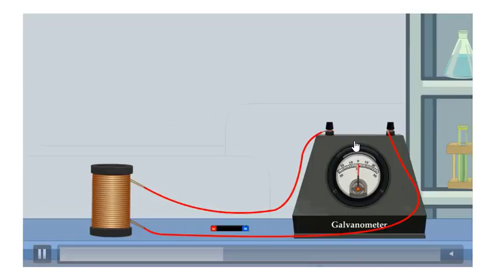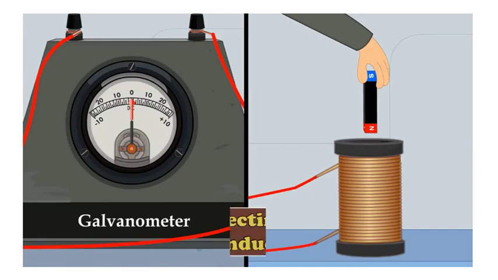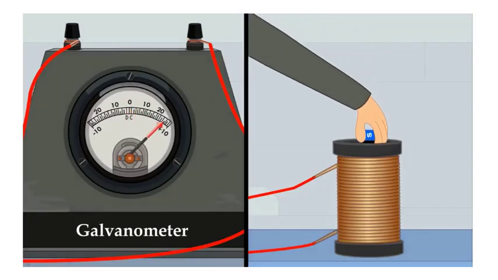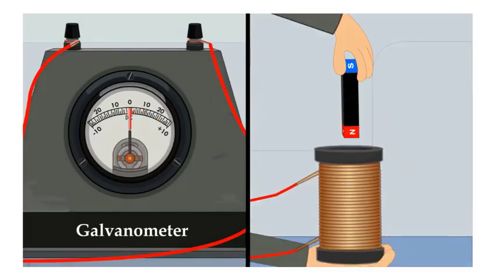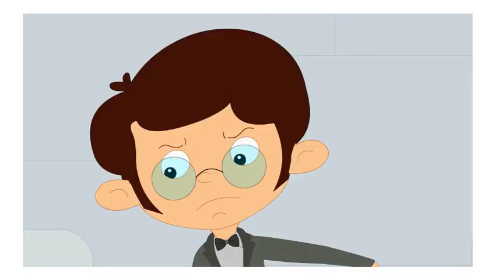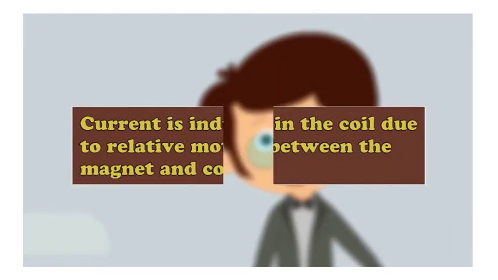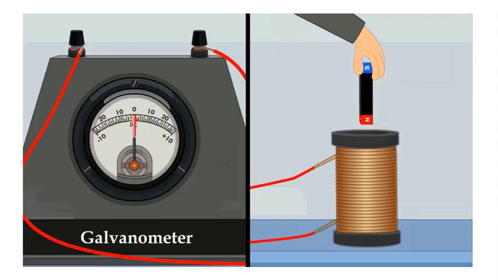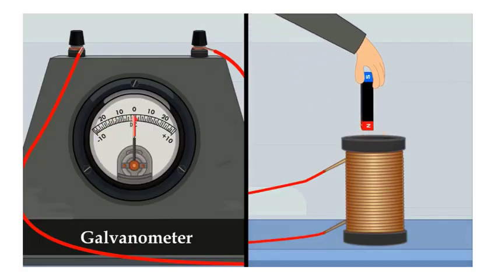You can see here a coil, a galvanometer and a magnet. Now when I move this magnet in and out of the coil, I see deflection in the galvanometer. When this magnet goes in, you will see a deflection towards the right. Now when I keep the magnet fixed and move the coil, I find that there is a deflection again in the galvanometer. So from this we conclude that current is induced in the coil due to relative motion between the magnet and the coil. Now if I move the magnet away from the coil, then I see deflection in the opposite direction.